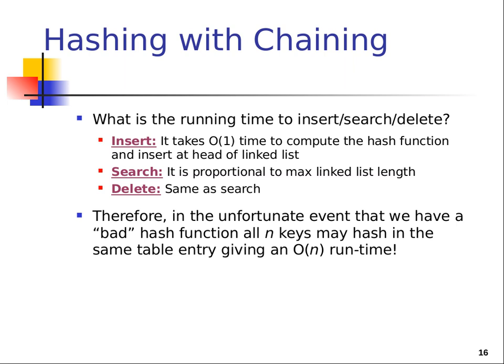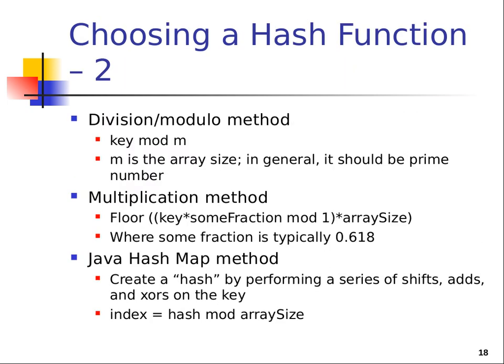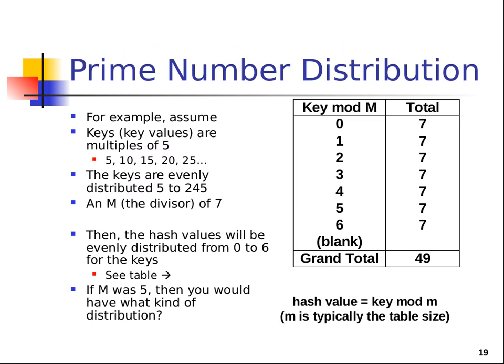Therefore, in the unfortunate event that we have a bad hash, all n keys may hash to the same table entry, giving O of n runtime. Here we go. Here's the example, and we'll jump back in a moment.